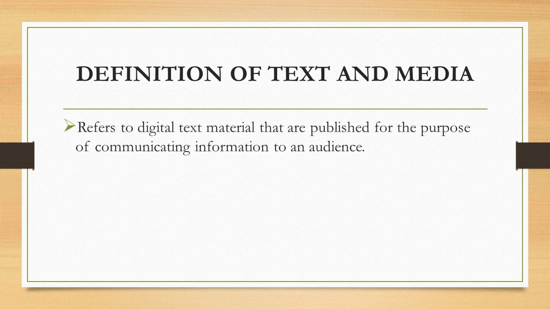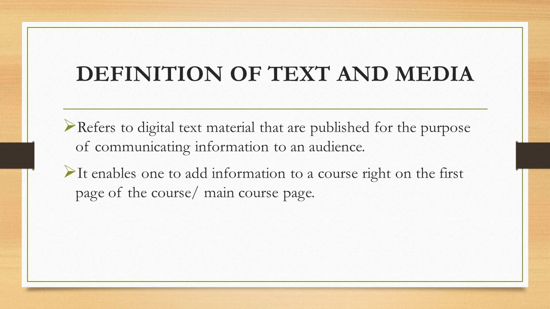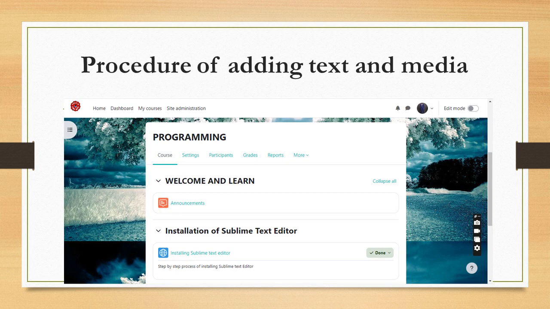Basically, text and media is a digital text material which is published for the purpose of communicating information to an audience. In this case, when you talk of an audience, we mean an online audience. The importance of text and media is to add information to a course, right on the first page of your course, or the main course page. So we are going to look at the step-by-step procedure of adding a text and media to your online course.